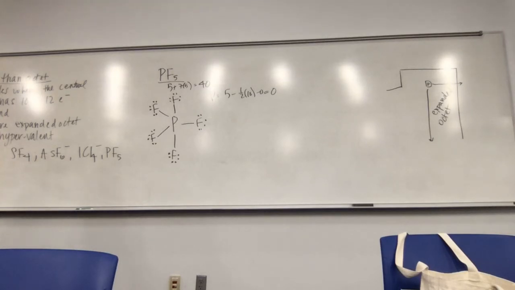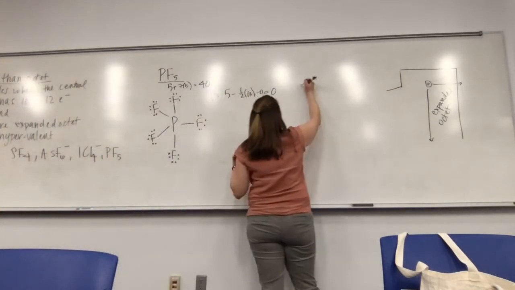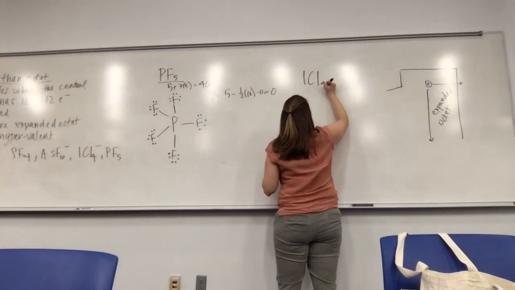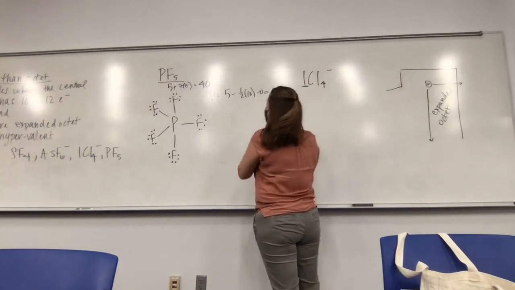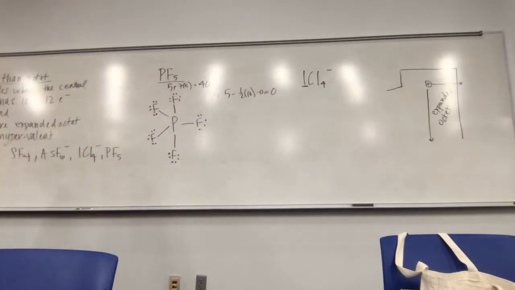Yeah, so why don't you try ICl4 minus, where we have an iodine connected to 4 chlorines and a negative charge. And you took the boron excluding the transition metals, that way they can have less than octet, right? Yes.